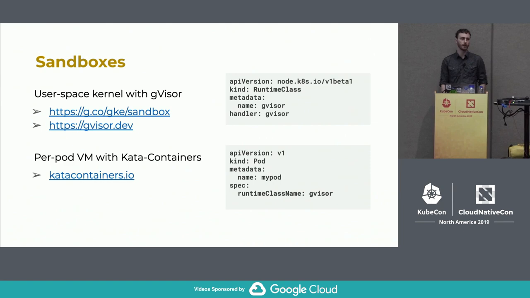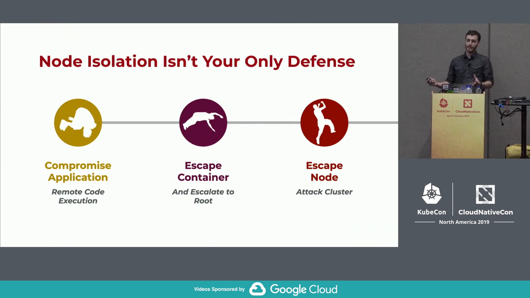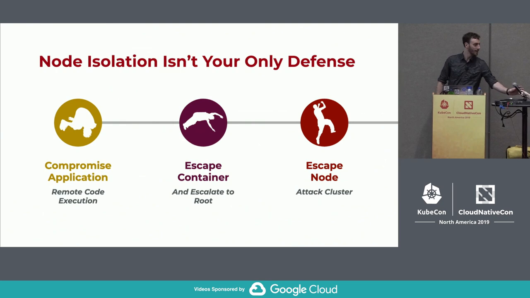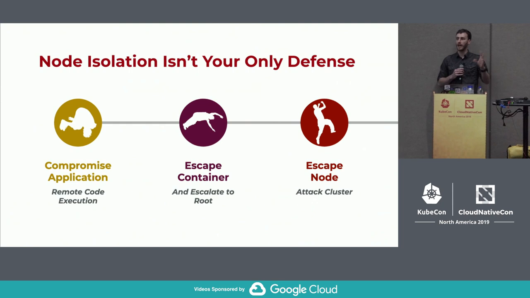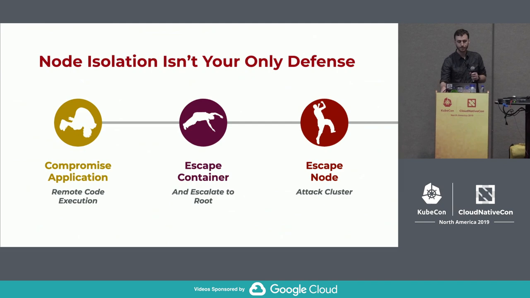Node isolation might seem kind of scary at this point, but remember those starting assumptions that we sort of glossed over at the very beginning. Before the attacker can get to escaping your node, they first need to compromise your application, get remote code execution, then escape the container, escalate to root, and then they can actually attack the cluster from the node. So can we make those first two steps harder for the attacker?